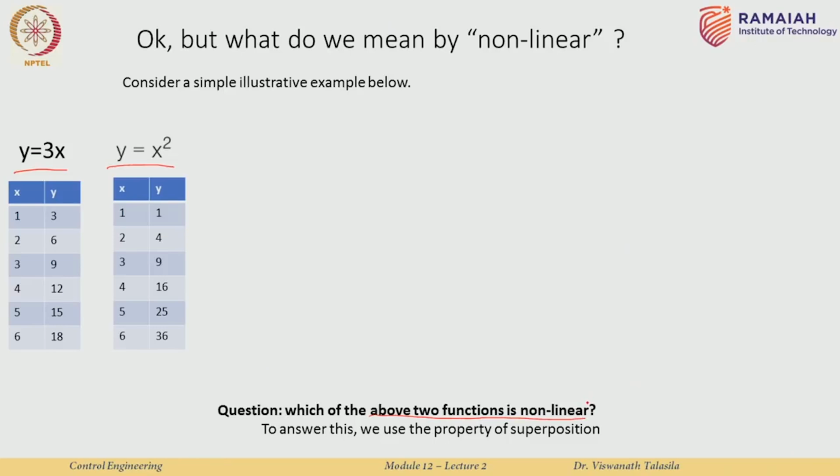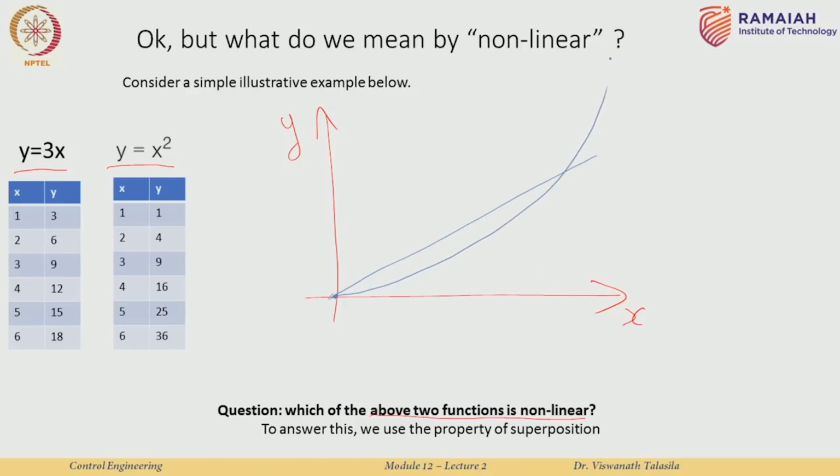If I just plot this, let us say the x axis is of course x and then I plot the output y. If I look at y equal to 3 times x, the curve will be something like this. This is at the origin 0. So when x is 0 you have y equal to 0 and then it goes linearly like this. If you look at y equal to x square, it is a function like this. And now the question is which of these two is linear or which one is not linear.